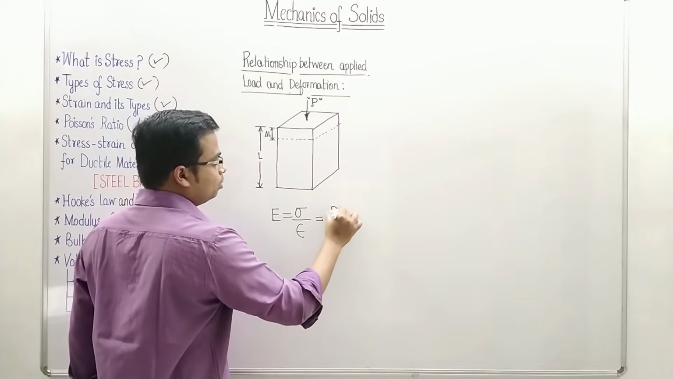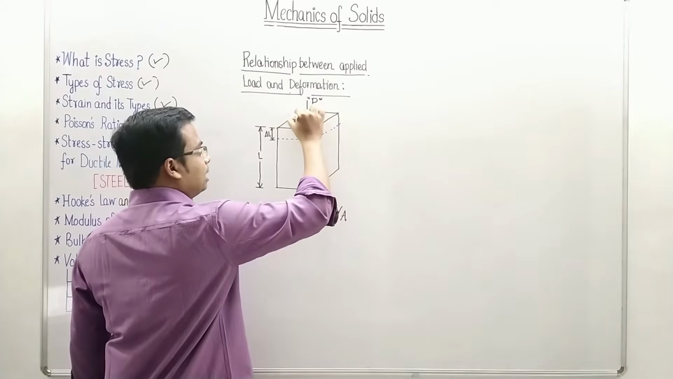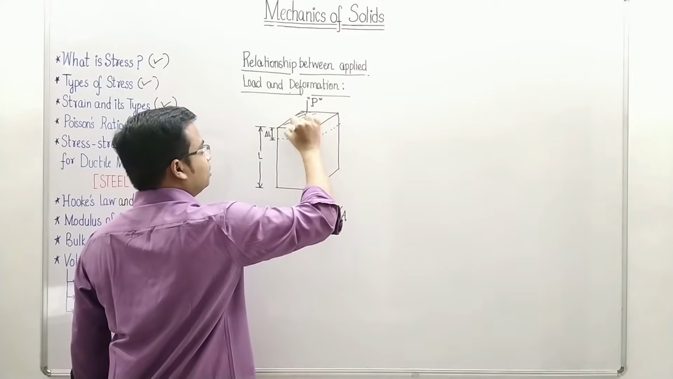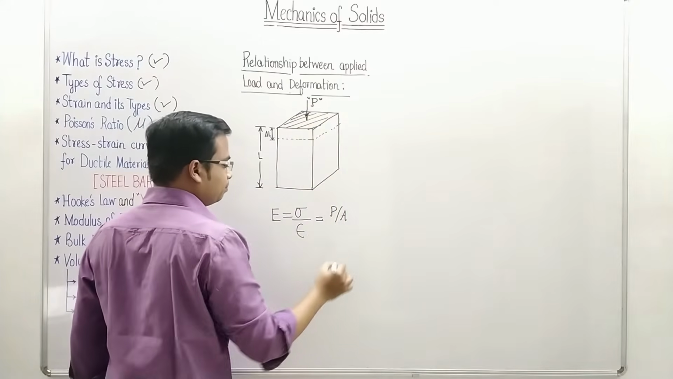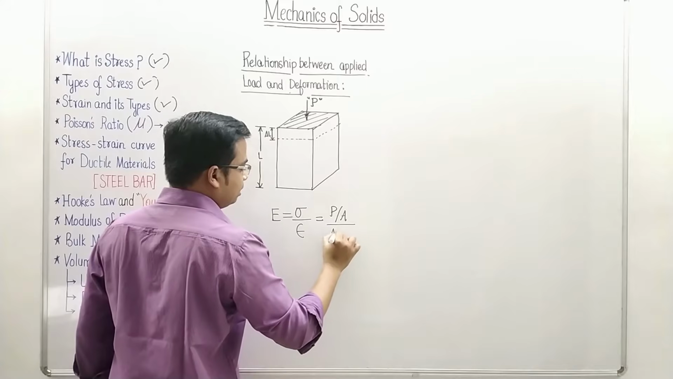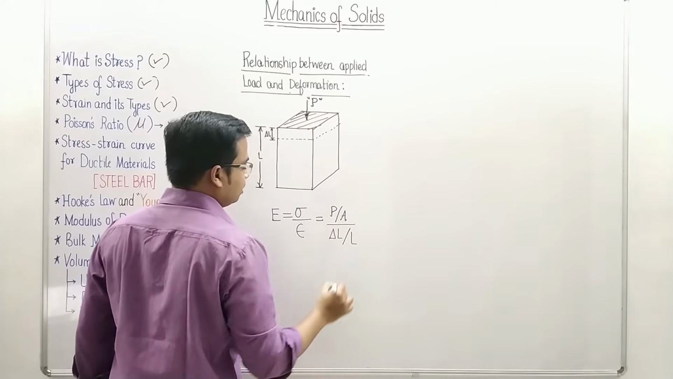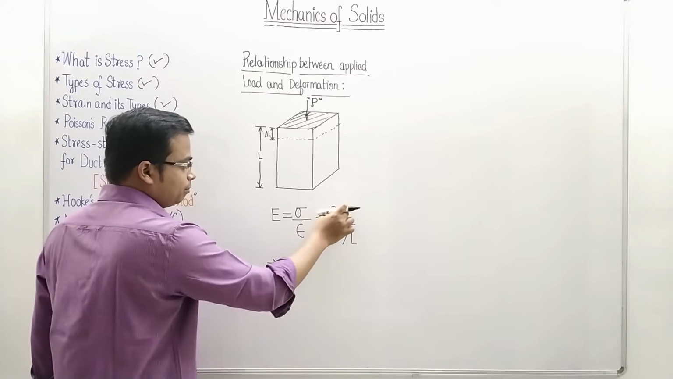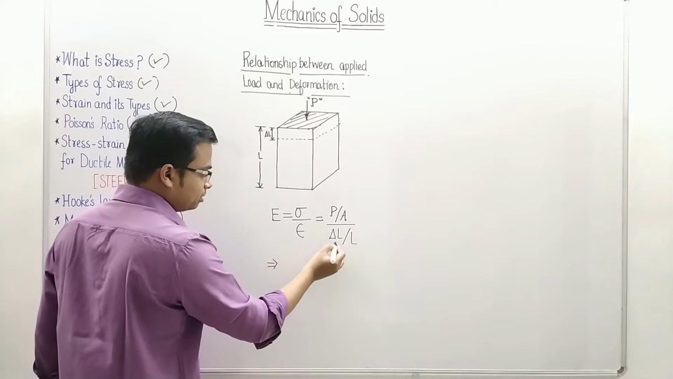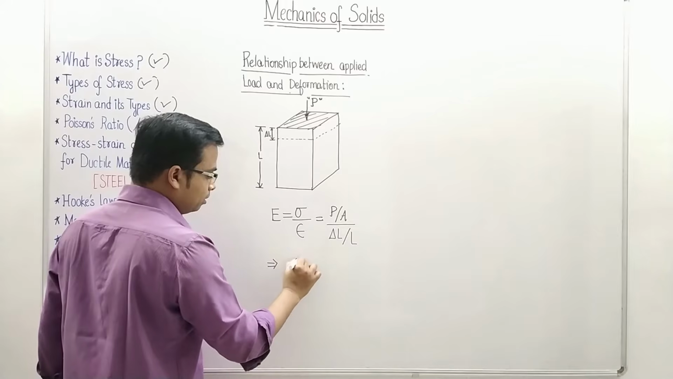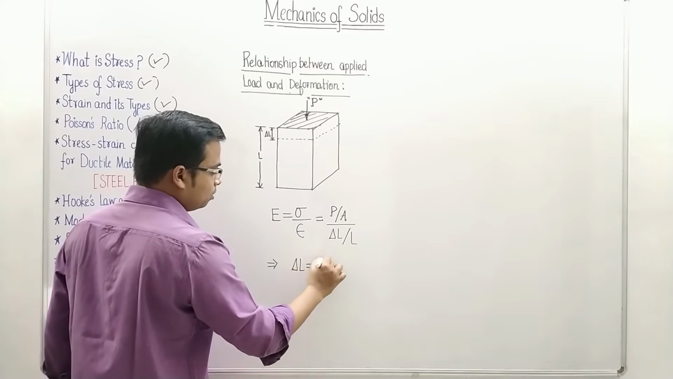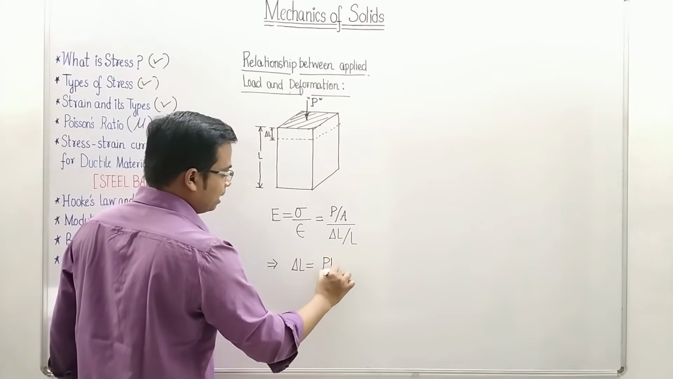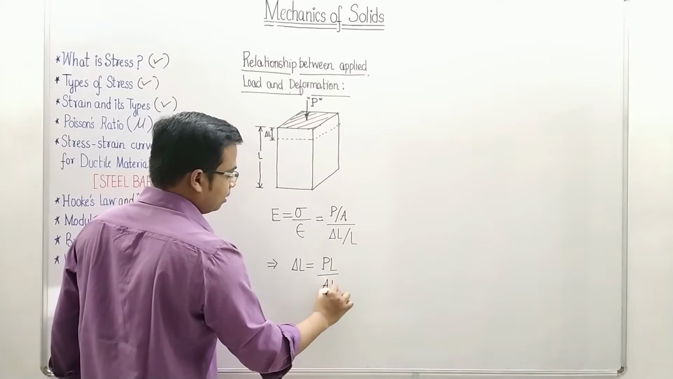Stress is nothing but load over area, and that's the cross-sectional area that I am interested in, P upon A. And strain is nothing but the change in length over original length. And if I were to tell you there is a relationship which directly connects P, A, L and E, it's like this: delta L will be equal to PL upon AE.